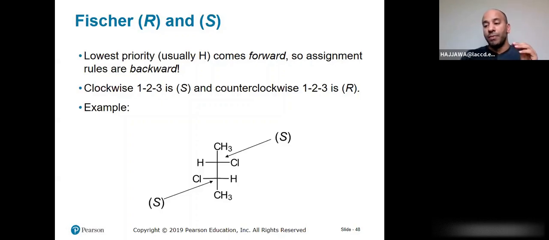So keep that in mind, that you're always going to have to go through the 2 sets of rules: if the horizontal line is where the 4th group is, you need to treat it as actually forward. It's towards you. So the clockwise will become an S, and the counterclockwise will become an R. That's how it is when it comes to the Fischer projection.